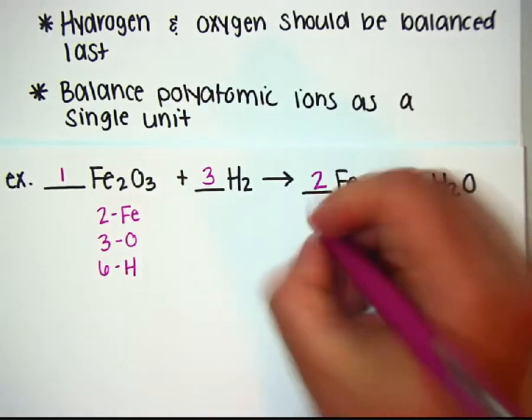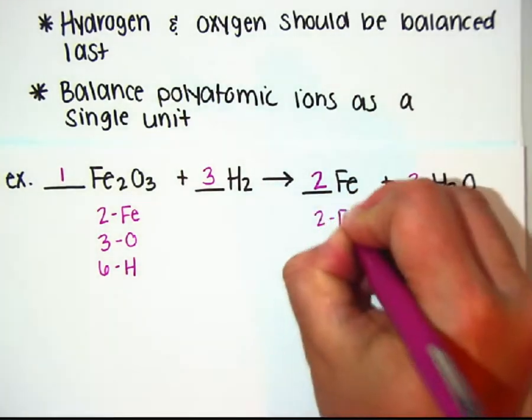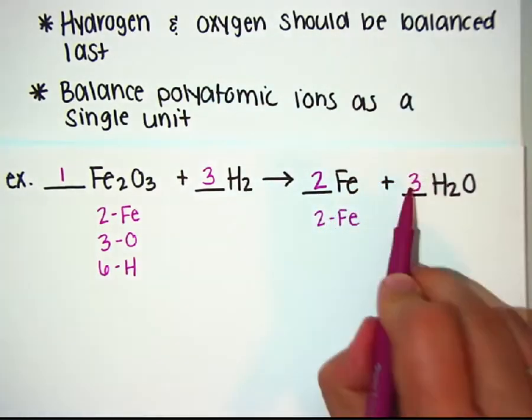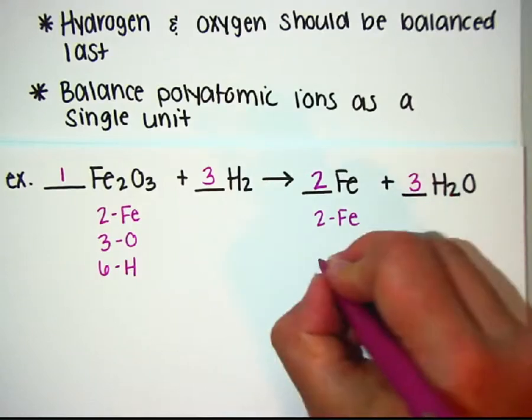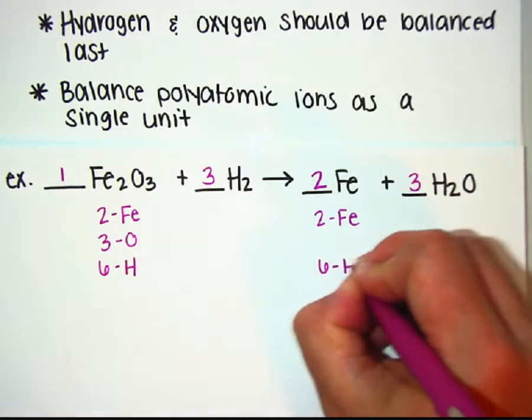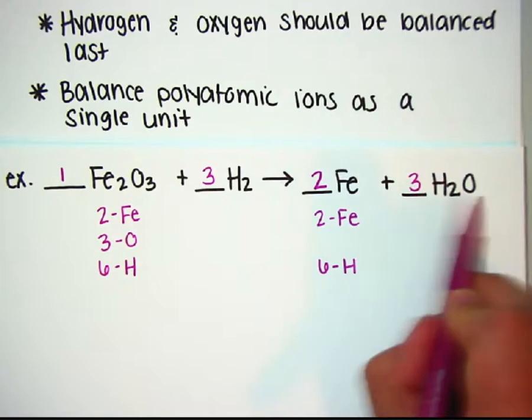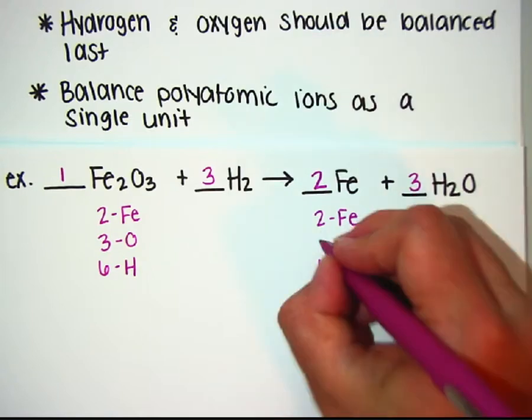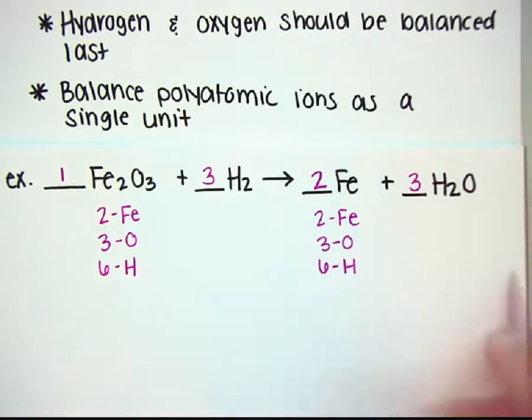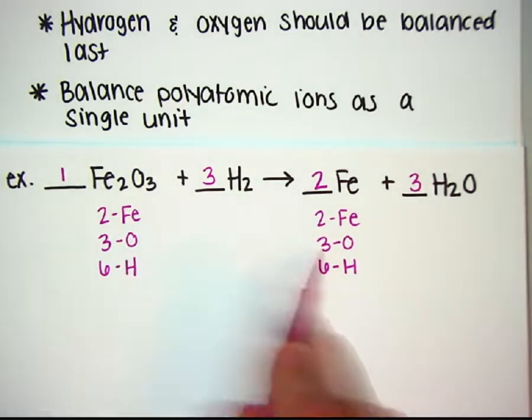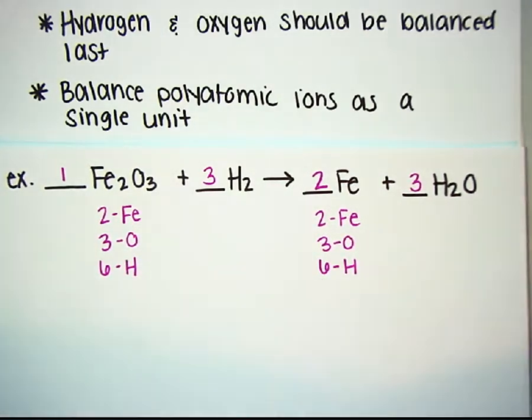2 irons. 3 times 2 gives me 6 hydrogens. 3 times 1 gives me 3 oxygens. I have the same number on each side of the arrow, so that means my reaction is balanced.